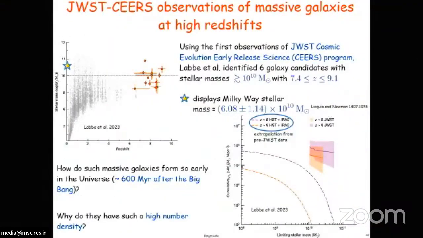HST and Spitzer had data at redshift 8 and 9, right? That was assuming some stellar mass. They also had some halo mass, and then you can plot this. And this is what Labbe et al. are getting. Absolutely crazy. We do not know of star formation efficiency being so efficient at these high redshifts. We just did not expect this. This is something JWST is teaching us for sure, right?